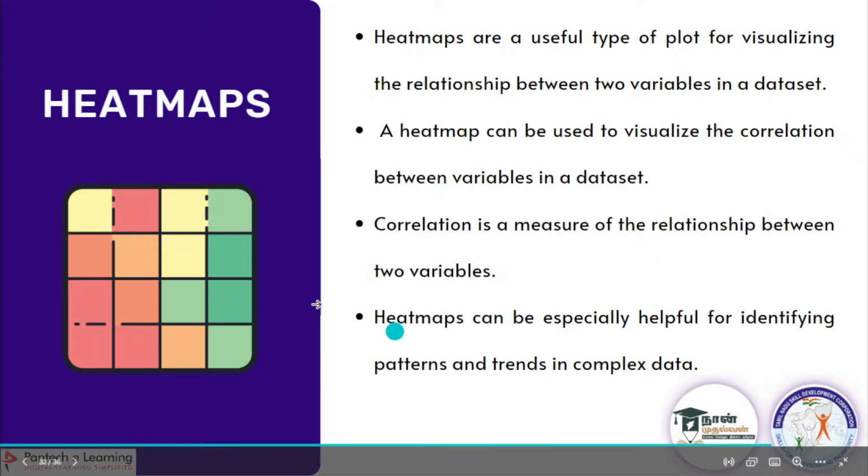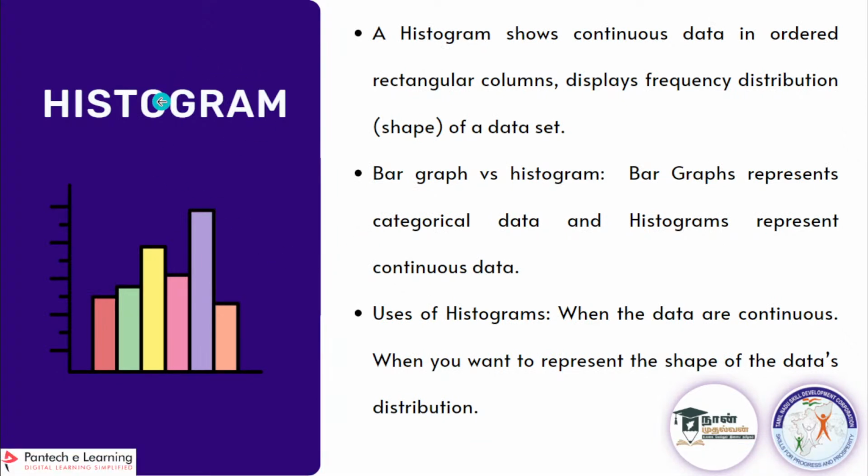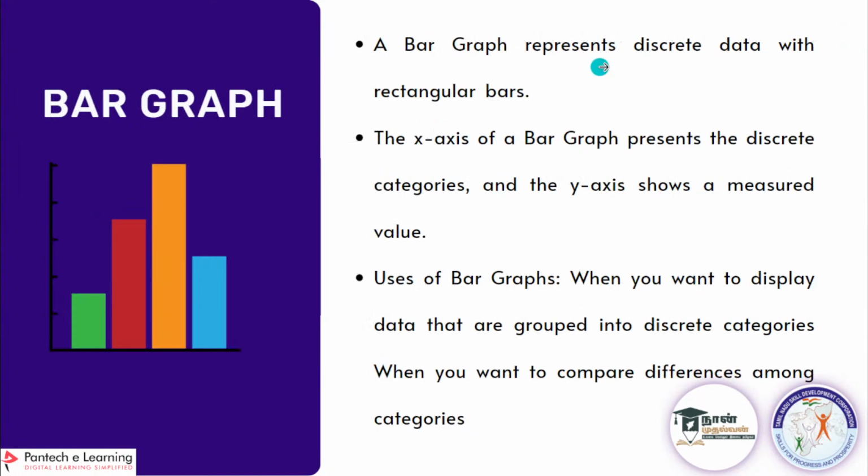It will be like this one. Next is histogram. It is similar to bar graph, but what is the difference? A histogram shows continuous data. What does a bar graph do? Remember guys, bar graph is the discrete data.